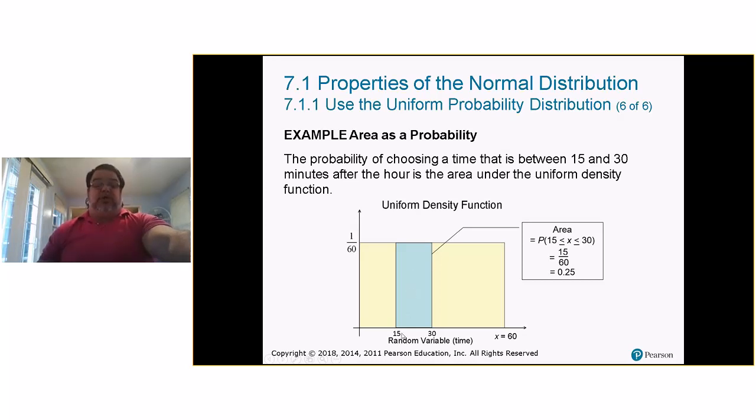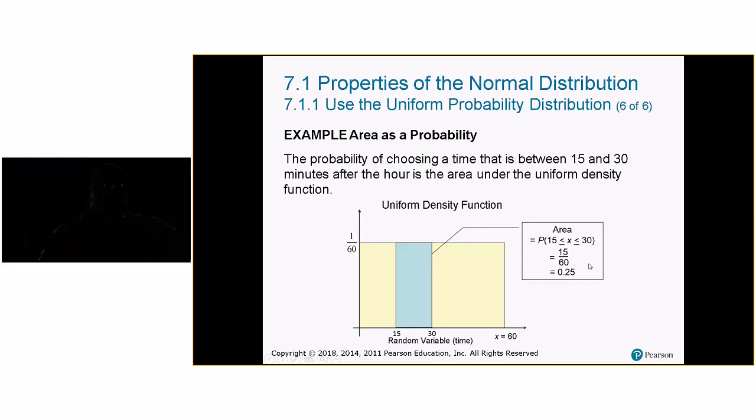So what is 15 from 30? I'm asking y'all, what is 15 from 30? It's 15, Hubert. Thank you, class. So 15 is the width of that rectangle. So 15 times 1 over 60 is 15 over 60, which is 0.25. So the probability that something is going to happen in between 15 and 30 minutes is 0.25, 25%.